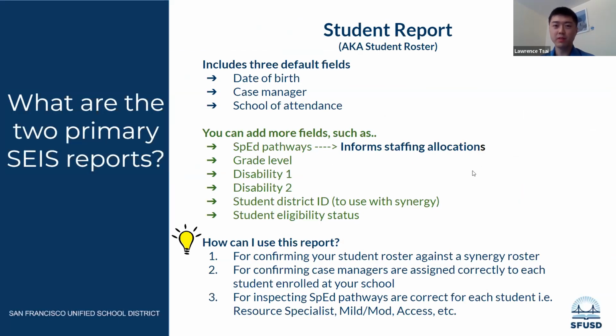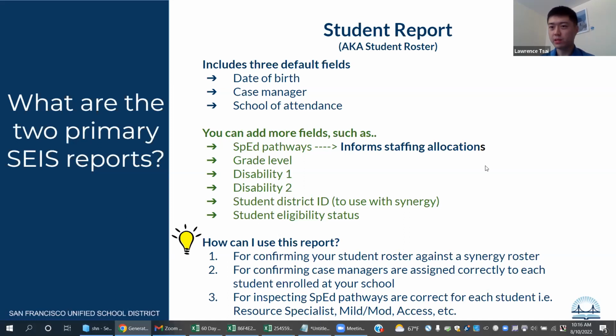The second report is called the student report, or I call it the student roster. This report does not specify the services our students are receiving, but it gives you more general information on each student that you queried for. For example, you can query for the student's disabilities, and the student's eligibility status to see if they're already eligible for special education or they're pending for reasons such as they're still working on their assessment. You can also see their SPED pathways. There are a lot more data points you can query for, but generally speaking, the green highlights over here are the main data points most users would query for.